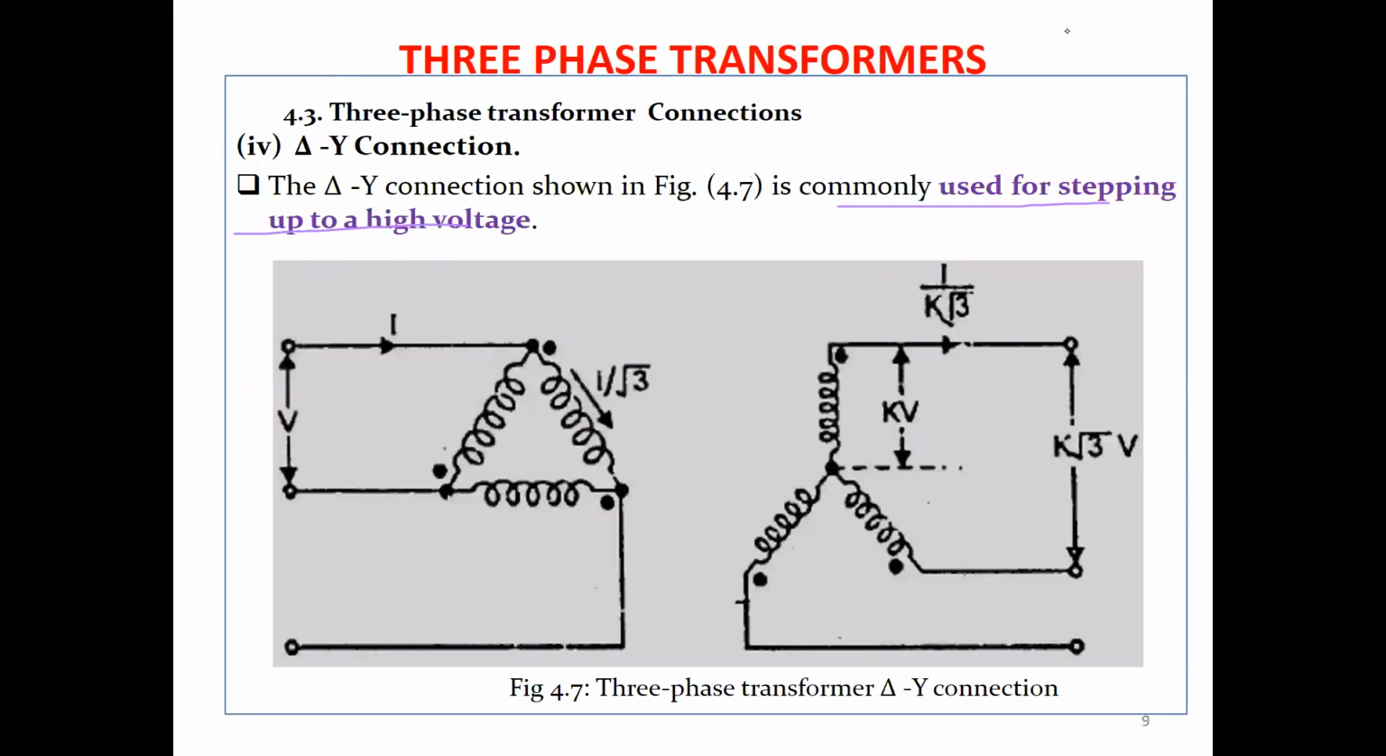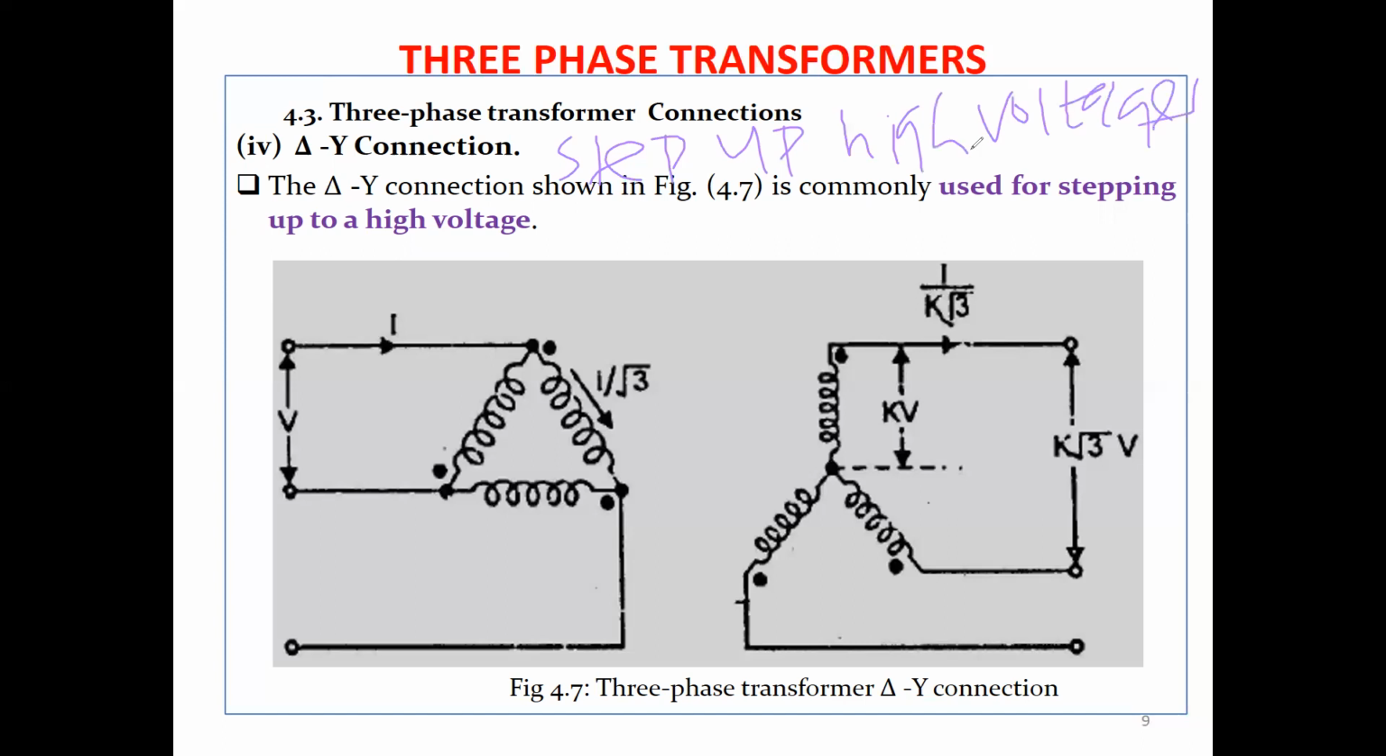Moving on to our last connection, from the four connections, we have a delta to a star. You have a delta to a star connection. It is used to step up high voltages. You can see here we have a delta, then the second one is a star connection, a delta to a star connection. So a delta to a star is used to step up high voltages.